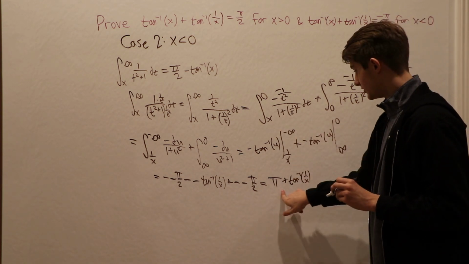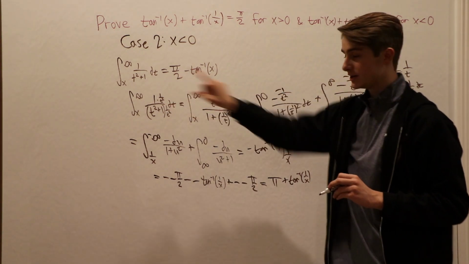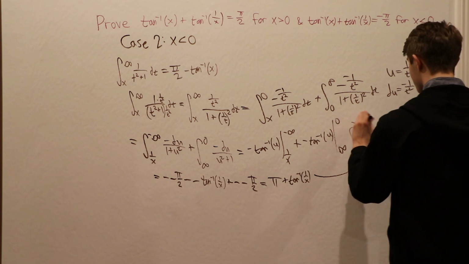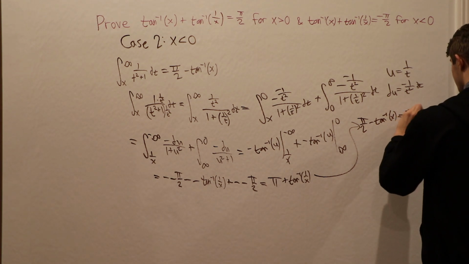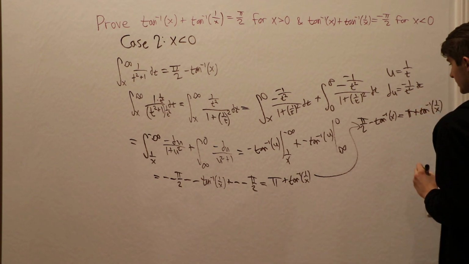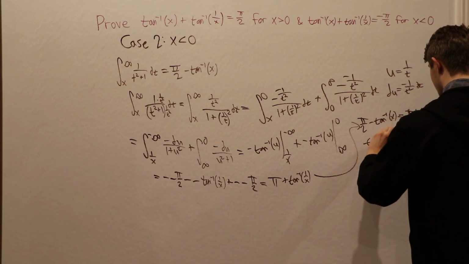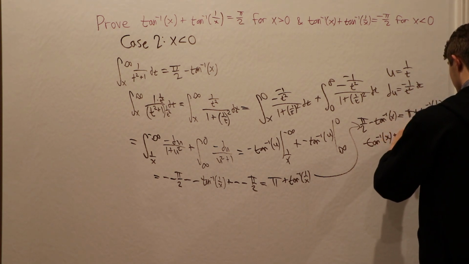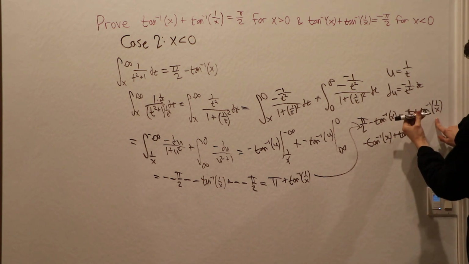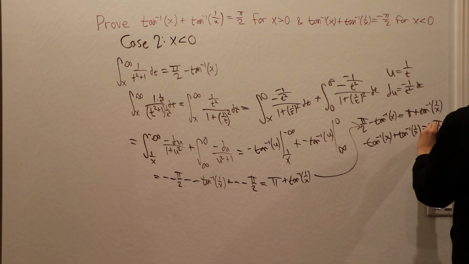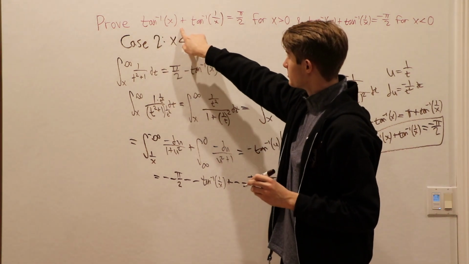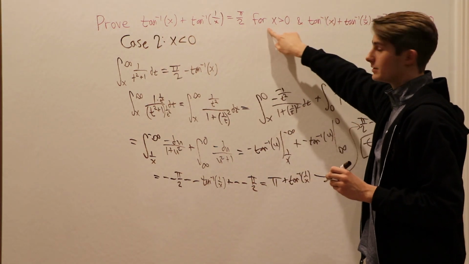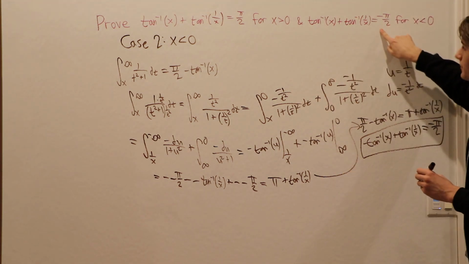So we again know that this result is going to be equal to that result because we started with the same integral. So what this gives us is pi over 2 minus the inverse tangent of x equals pi plus the inverse tangent of 1 over x, which means the inverse tangent of x plus the inverse tangent of 1 over x. If we think about bringing this to the right side and then subtracting pi, we're going to get negative pi over 2. That is our second answer. So once again, using these integrals, we've proven that tangent inverse of x plus tangent inverse of 1 over x is pi over 2 when x is greater than 0, and it's negative pi over 2 when x is less than 0.